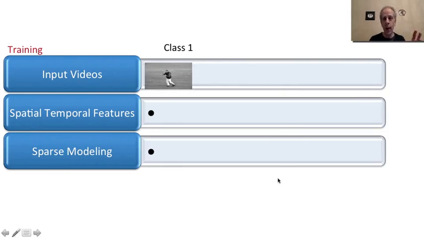Now, we can just go and look at all the patches in the video and try to learn for those patches as we have done in some of the previous lectures. But not every patch in this video is actually interesting. We want to use only the patches that have some information about the activity.